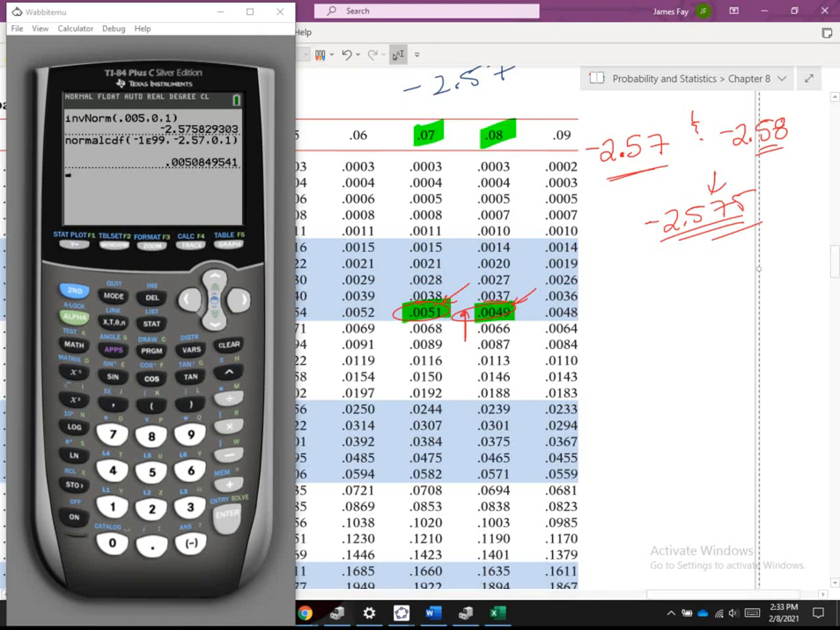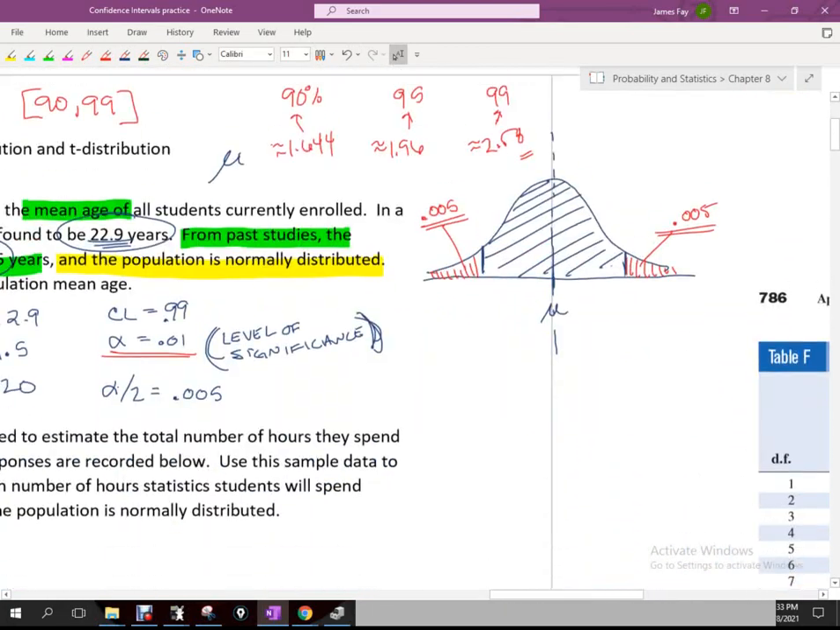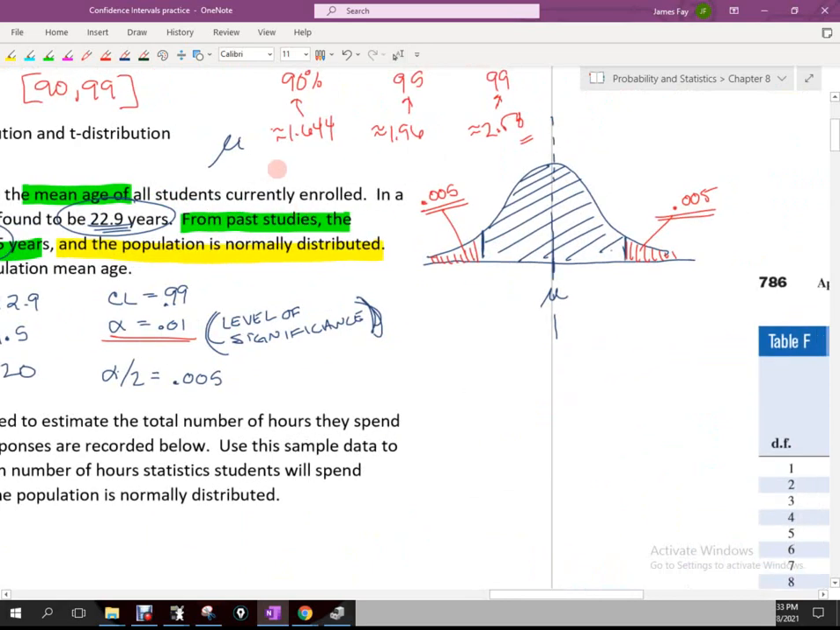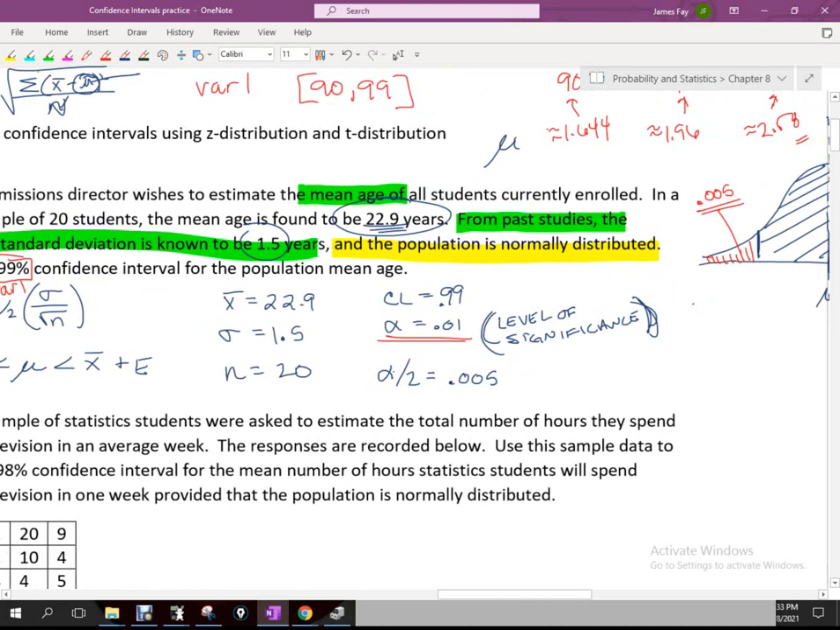So I'm going to scroll back up. All right, so we're going to use a z of 2.58, z sub alpha over 2. So now it's just a matter of finding our error. It'll be 2.58 times sigma, which we said was 1.5, times root 20.